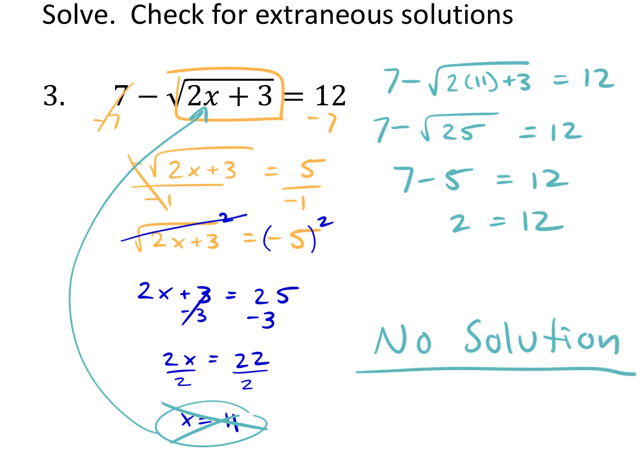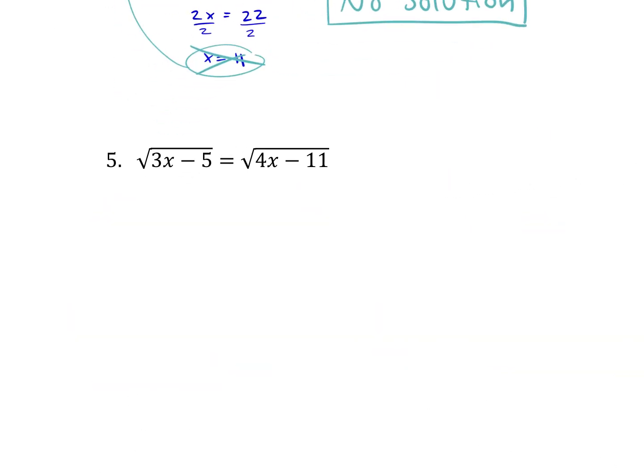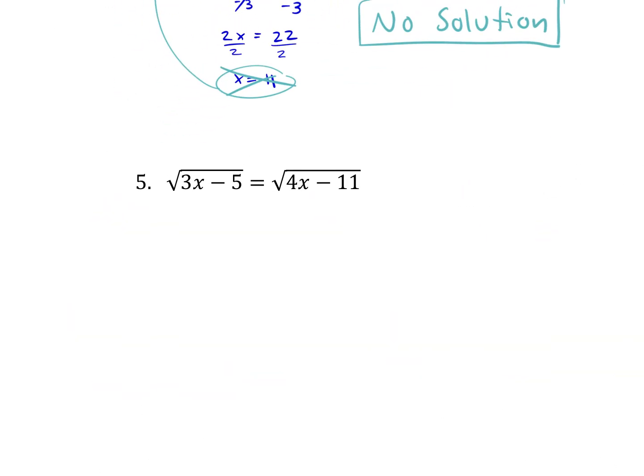So always with square root questions, you have to check your work. In the beginning, in this step, we could have seen that it wasn't going to work because we had a square root equals a negative number. If you get a square root equals a negative number, you know that's going to give you no solution, because it's not possible. You can't get a square root equal to a negative.